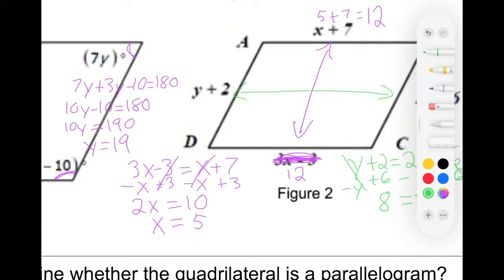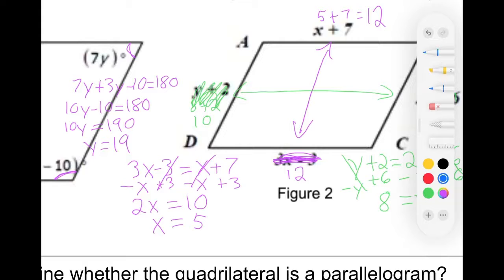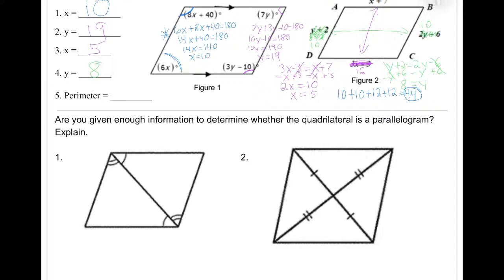Now looking at the other side, we have y plus 2. Well, y is 8, so we have 8 plus 2, which is 10. So we don't have to look at anything else. Also on the opposite side, instead of 2y minus 6, we simply have 10. So to figure out what the perimeter is, we have 10 plus 10 plus 12 plus 12. And we end up with 44 as our perimeter. So that is our answer for number 5.